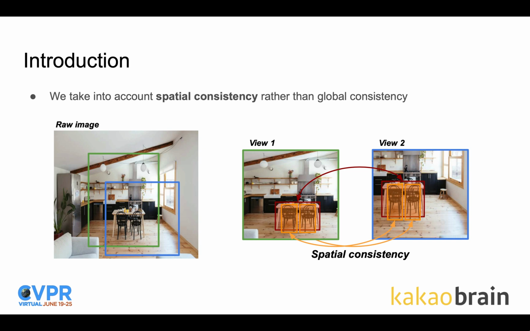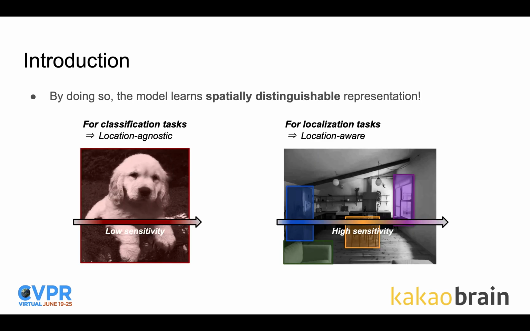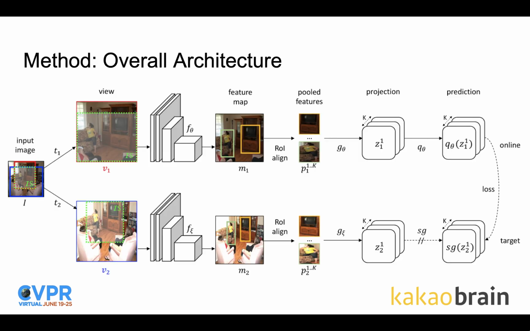The main idea we propose is to consider spatial consistency when constructing the pairs. By doing so, the model can learn a location-aware and translation-sensitive representation, which can be beneficial to the multi-object localization tasks. The overall structure of the proposed model was motivated by the work, Bootstrap Your Own Latent, also known as BYOL. We will explain the training process one by one along the pipeline.